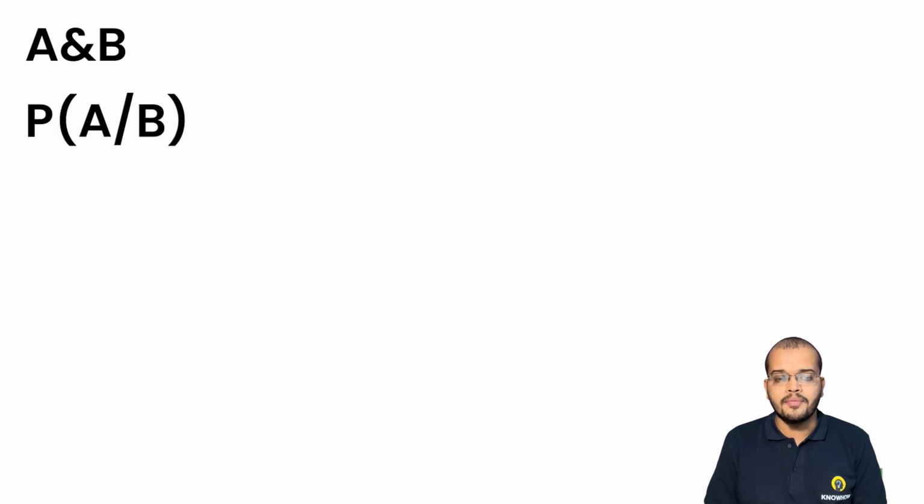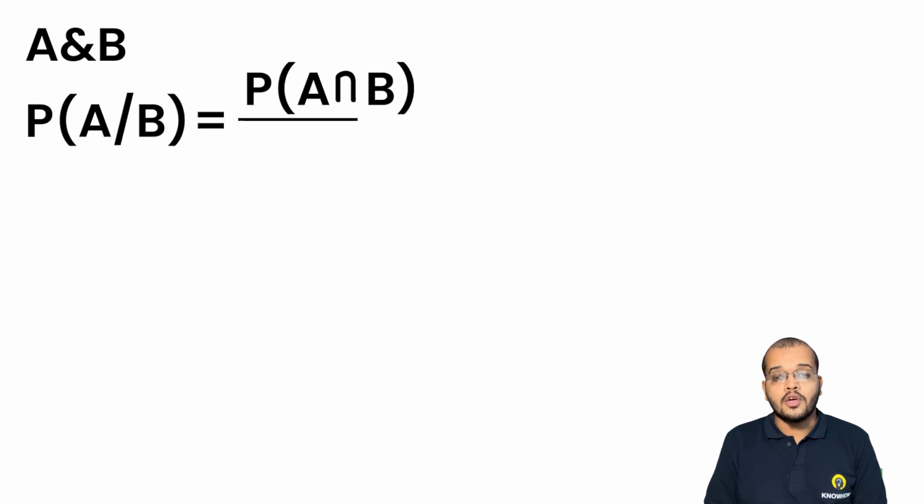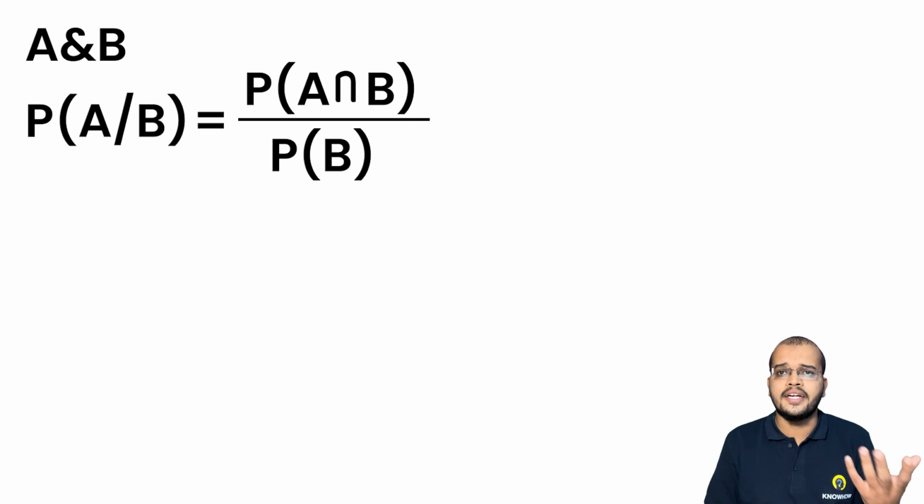So here, let me consider two events A and B. What is the conditional probability if we consider the probability of A given B? The formula for this one is probability of A intersection B divided by probability of B. This is the general conditional probability formula that we have seen in our recent videos.